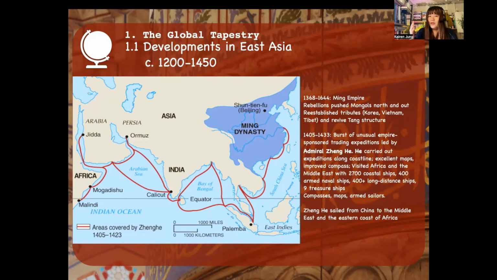Just know that at this time period, Zheng He was one of the major travelers and traversers of the world by ship. Right? He sailed from China to the Middle East and the mid-eastern coast of Africa. But why did this trend of expansion not take root? Why are we going to see China involve itself less and less in its global affairs after 1450?